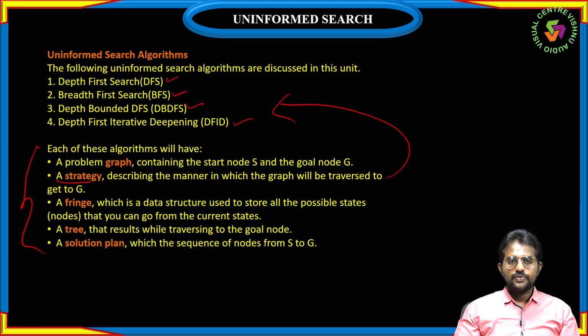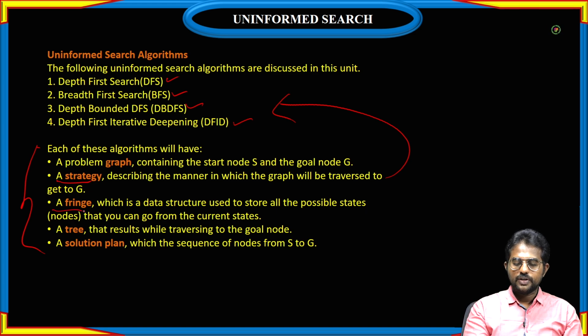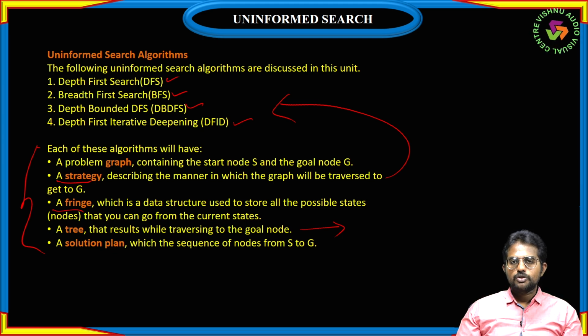And also a fringe will be there. A fringe is nothing but the data structure I am going to use in these algorithms. These algorithms can use different data structures, and they can be stated using the fringe. After graph, strategy and fringe, we have the tree. This tree is produced after completion of the traversal, so the result will be shown in the tree. That is how we go from the starting node to the goal node G. After I have traversed from the starting node to the goal node, it will be represented using such a tree.